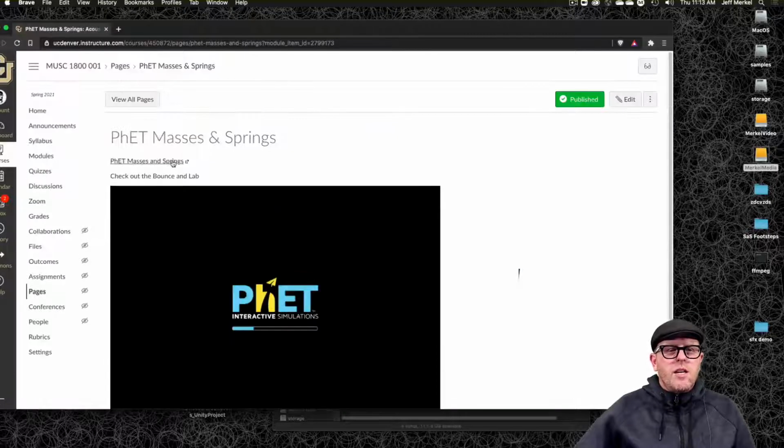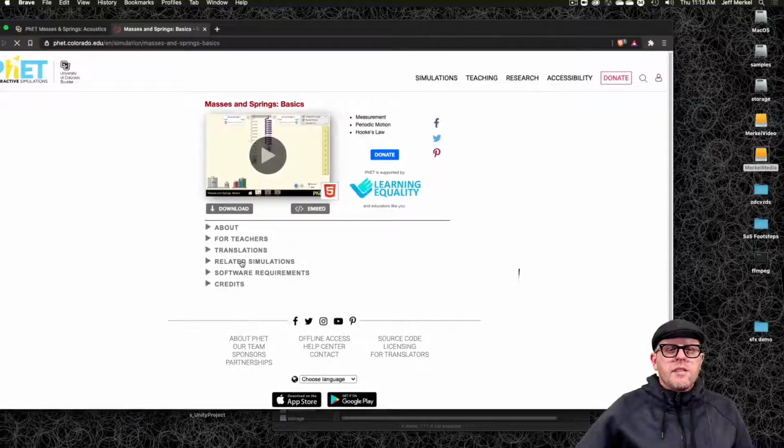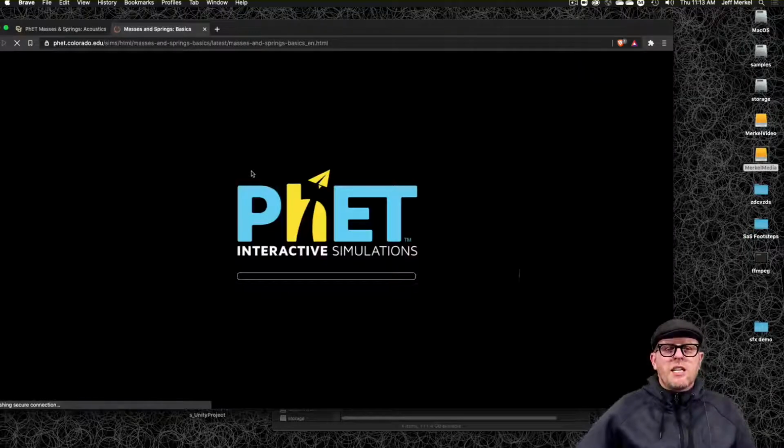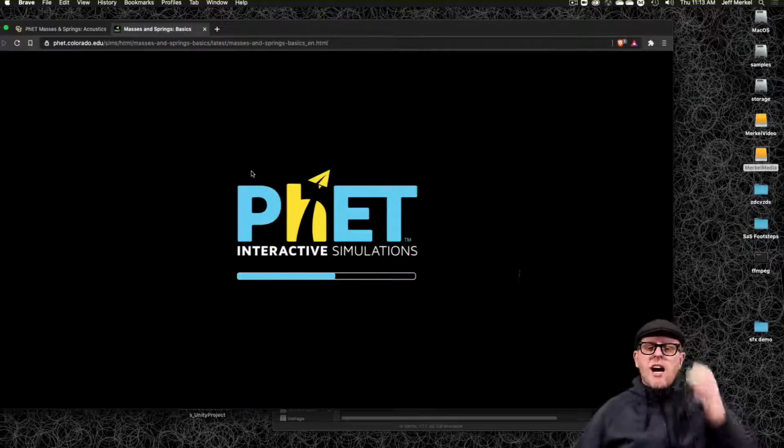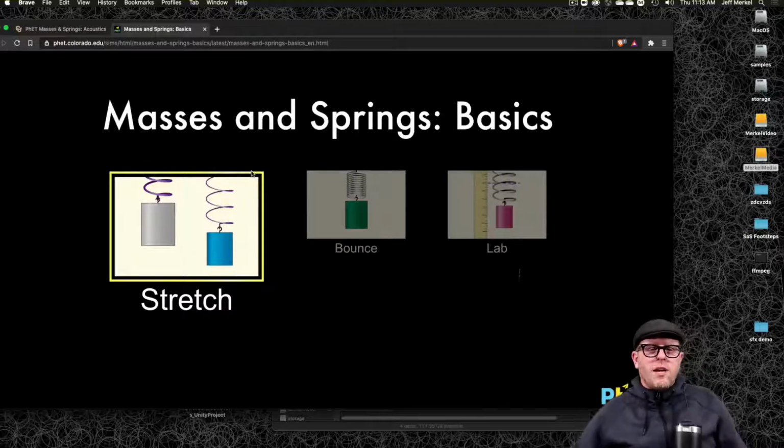Actually, it just shows up right here. I want to show it as its own page. It's embedded, but let's do it as its own page because I think it's pretty neat. These are out of CU Boulder, the CU Boulder physics program.